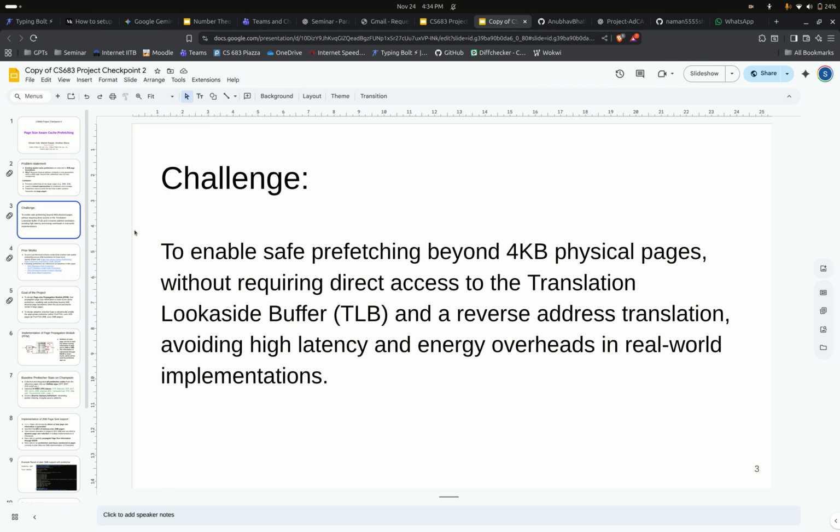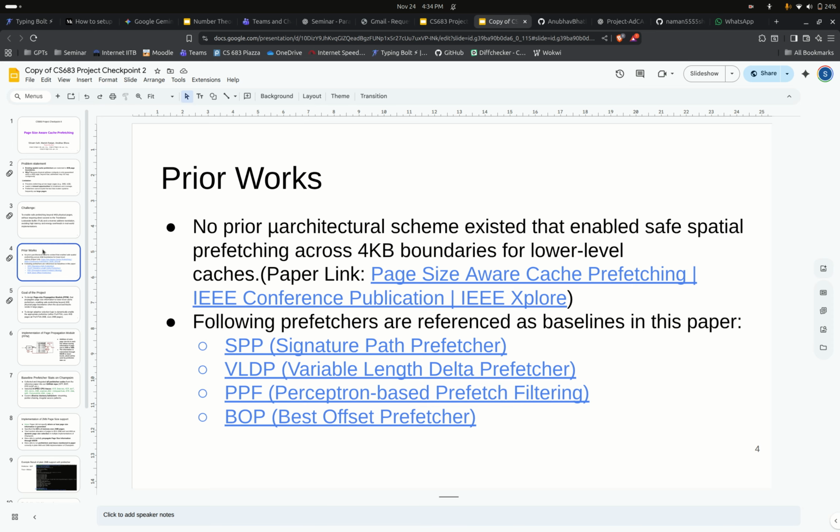The challenge in implementing dynamic page size support is that the lower level caches don't have the page size information, so they need to access the TLB and then do reverse address translation, which will increase the latency and energy overhead, which we don't want. There has been no prior work on this dynamic prefetching.